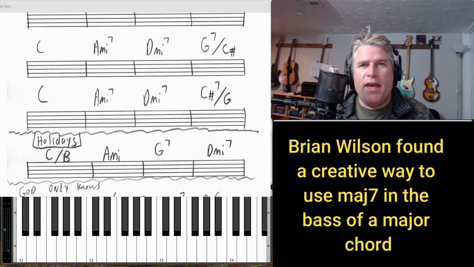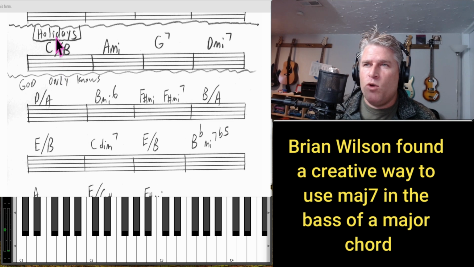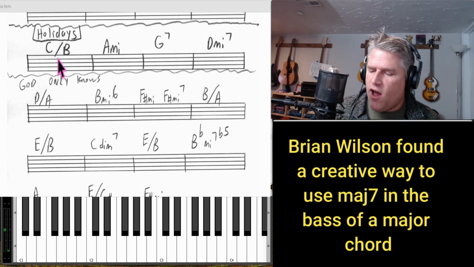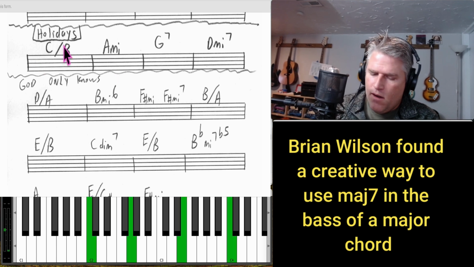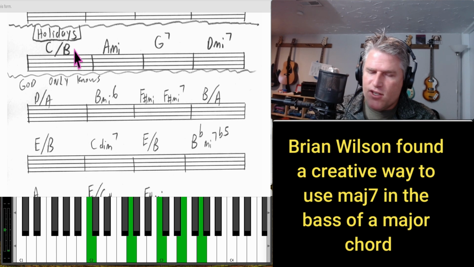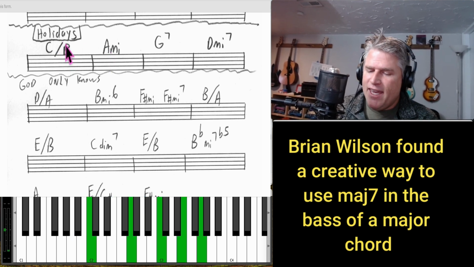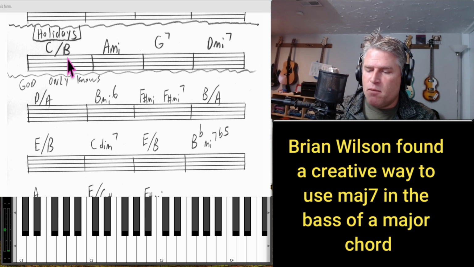So, major 7 in the bass, pretty rare, but pretty cool. The only time I've ever really seen it is Brian Wilson on Smile on a song called Holidays. It's like C to A minor. It's really simple, and the melody's like... But instead of just doing your typical doo-wop C to A minor, he does B in the bass. So it's a major 7.